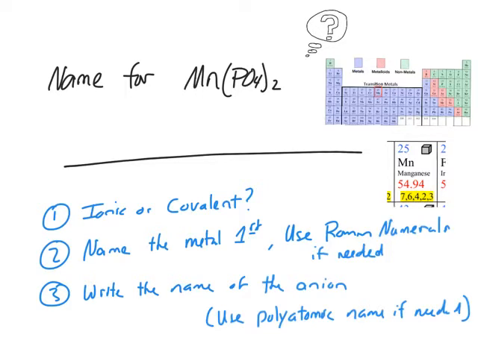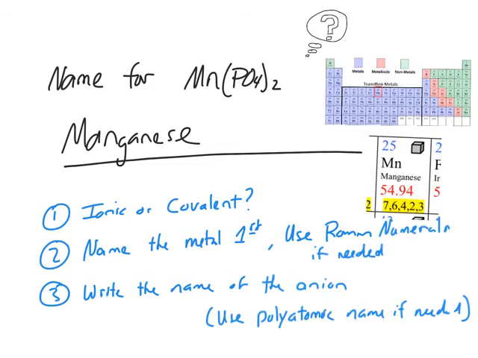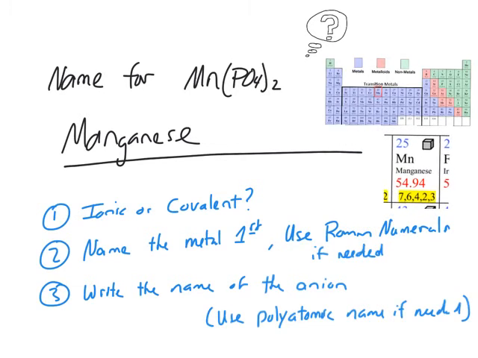So I can write down the name of the metal, in this case manganese, and then look to see if it is a metal that has more than one charge. In this case, it is. Looking at the periodic table again, I notice that manganese can have multiple charges. In other words, it's multivalent. So I'm going to need to use the negative charge to help me determine what charge manganese is using.